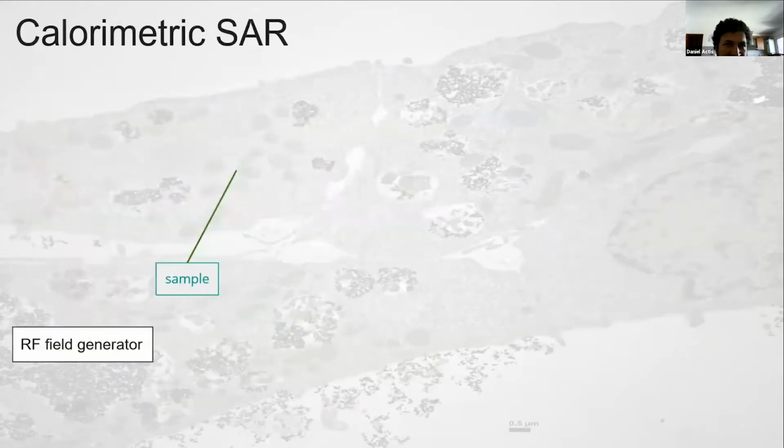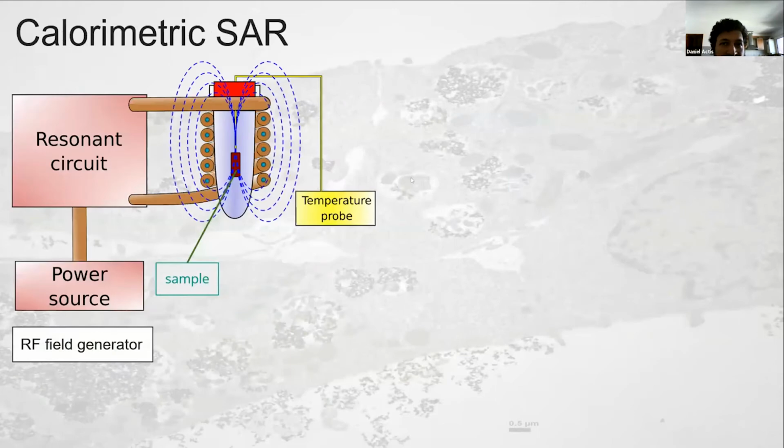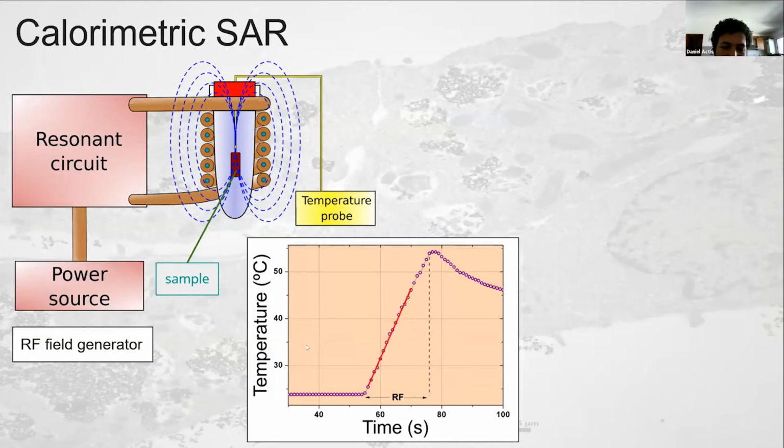Traditionally, SAR is measured by a calorimetric method, where the sample is loaded with nanoparticles and placed inside a solenoid, and its temperature probed with an optical probe. After turning on the RF field, we see a temperature increase with time, and its slope is used to quantify the SAR, taking into account the specific heat of the material and the NP concentration.